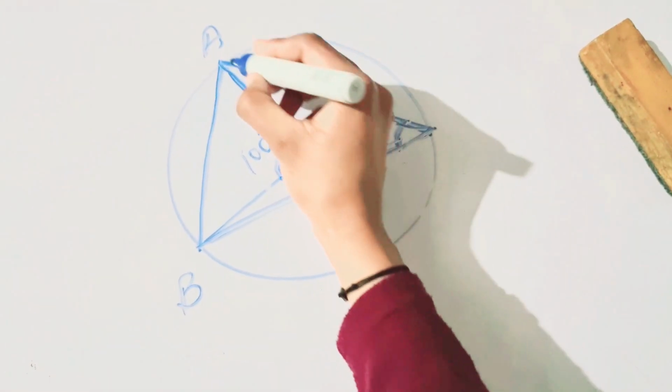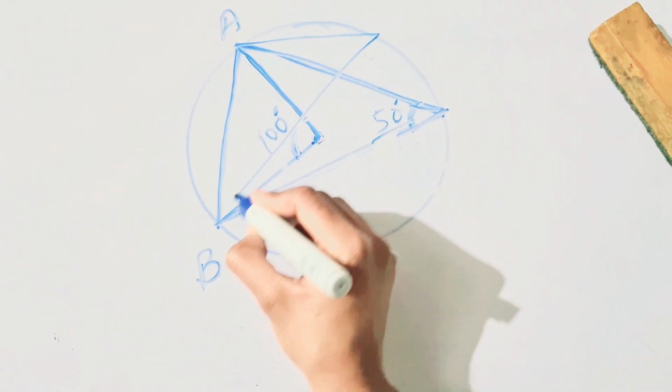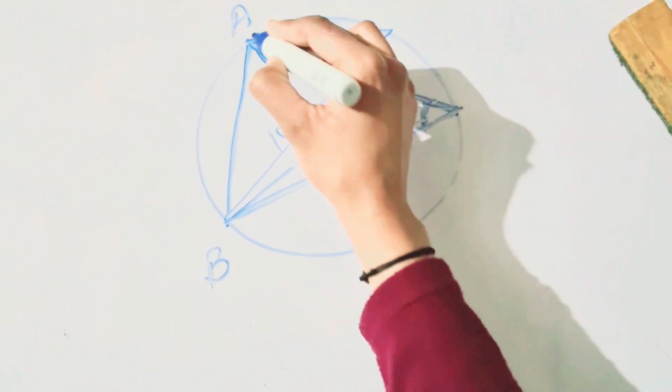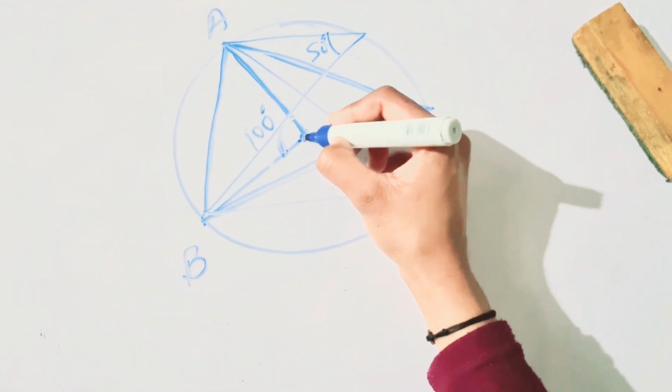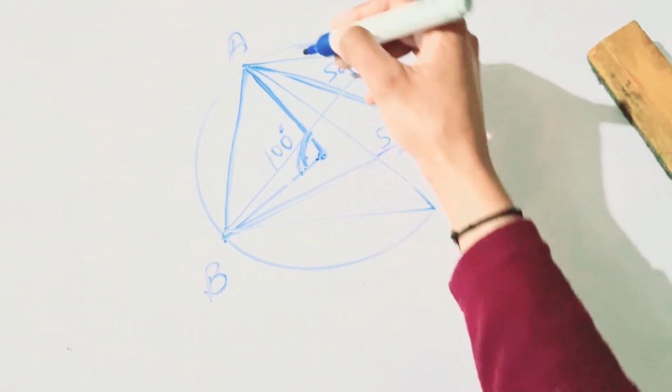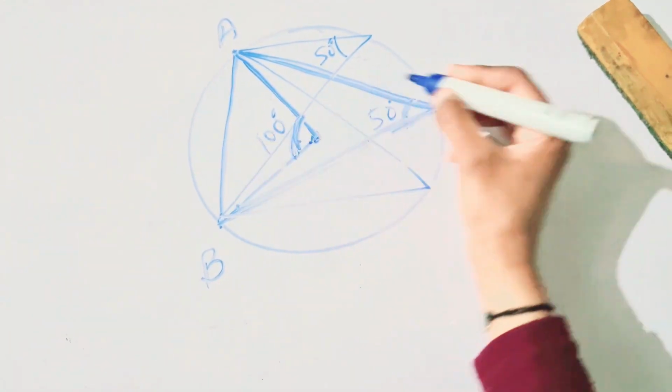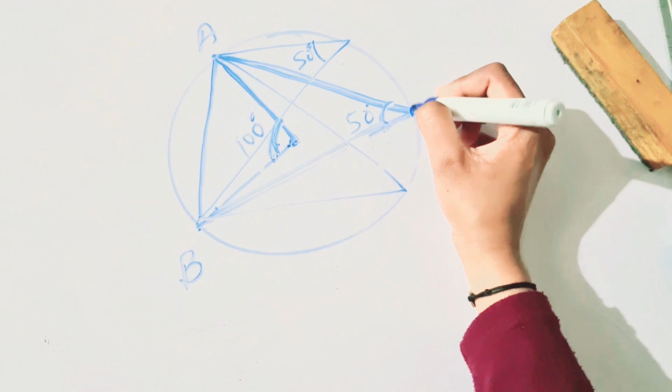Anywhere, if here it is drawn, that time also it will be 50, half of the angle drawn at the center. So the angle drawn by the chord at the center is double the angle drawn at the circle.